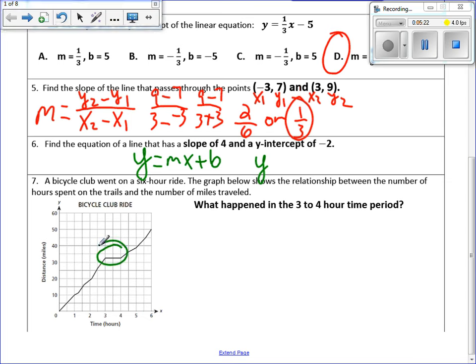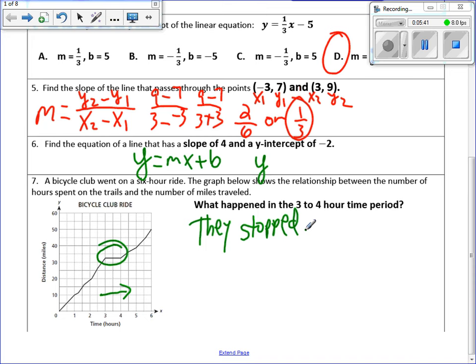I can see that it's flat, meaning that time is still going on. Time is still passing. Time does not stop. But the amount of miles is not changing. This number right here is not changing. So they stopped, or they took a break.